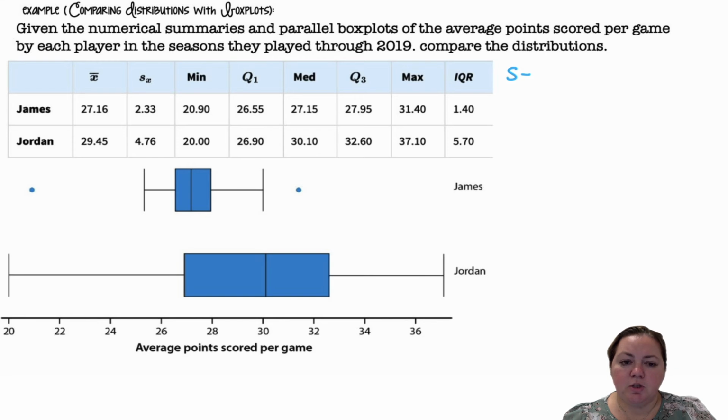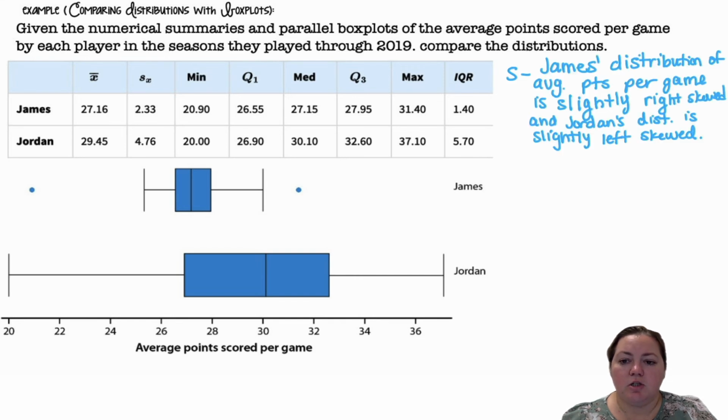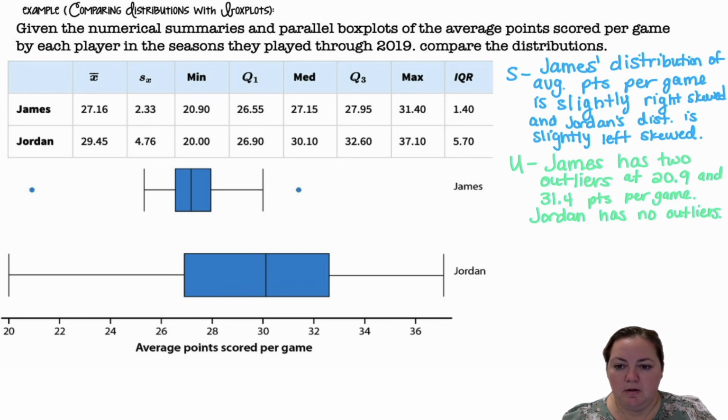When we're comparing distributions or describing the distribution, we want to talk about shape, unusual features, center, and spread. For shape, James's distribution of average points per game is slightly right skewed, and Jordan's distribution is slightly left skewed, because the tail of those box plots is a little bit longer. James's also has a low and a high outlier, so this is a little tricky.